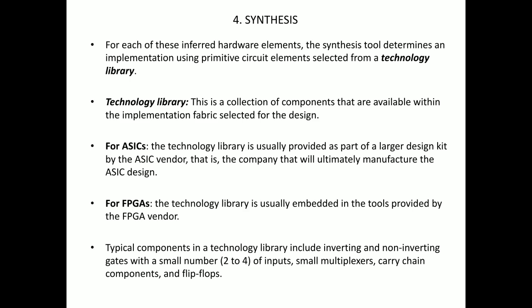Okay, and the typical components, as I said, may vary. They may be inverting and non-inverting gates with a small number, two to four, of inputs. That is why there is a 2 input AND gate, 3 input AND gate, or 4 input AND gate, or multiplexers, or flip flops. What type of flip flop? D flip flop, JK flip flop. All this list of cells will be available in the technology library.